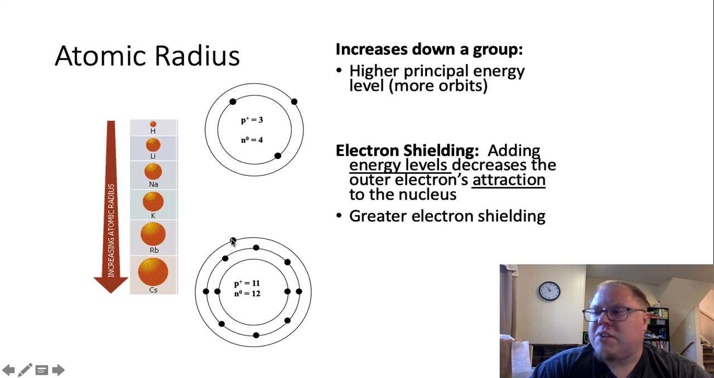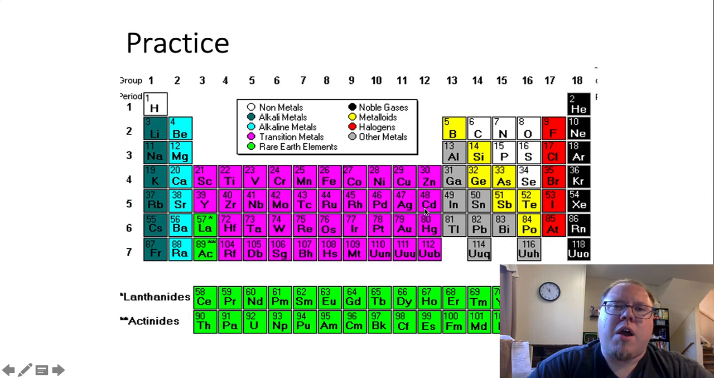Okay, so this one is actually less attracted to its nucleus than this one here. So this orbit, because it's a little less attraction than this one, is actually further away. It's a bigger atom here because of that electron shielding. So let's try a few.